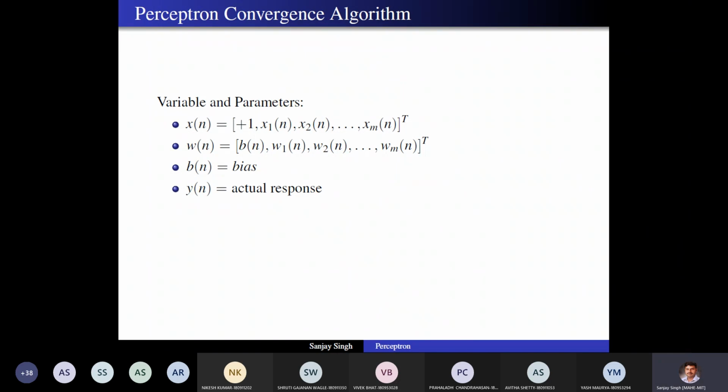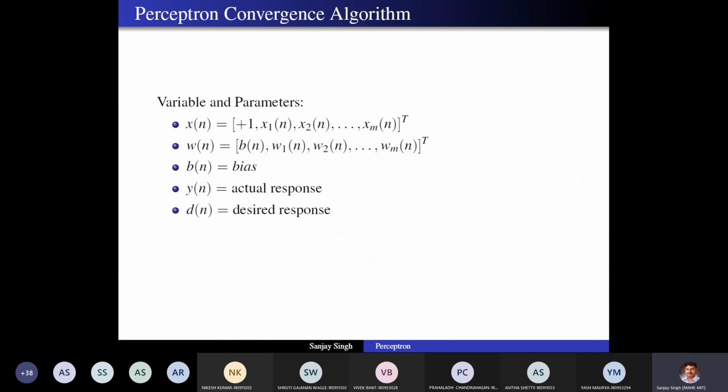And yn is the actual response, of course quantized, and dn is the desired response. This is also quantized. When I say yn is the actual response, it means the output you get for the input you are giving, so you are not taking the labeled value. And dn is nothing but the desired value, which is already given as a part of the data set itself, a part of the training data. So that is the desired value.